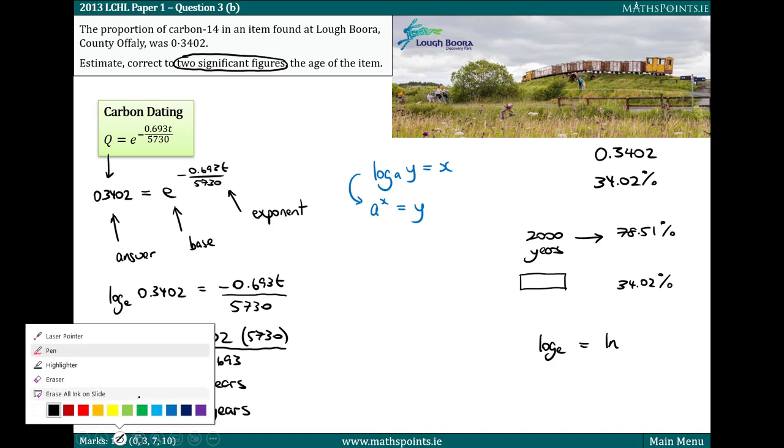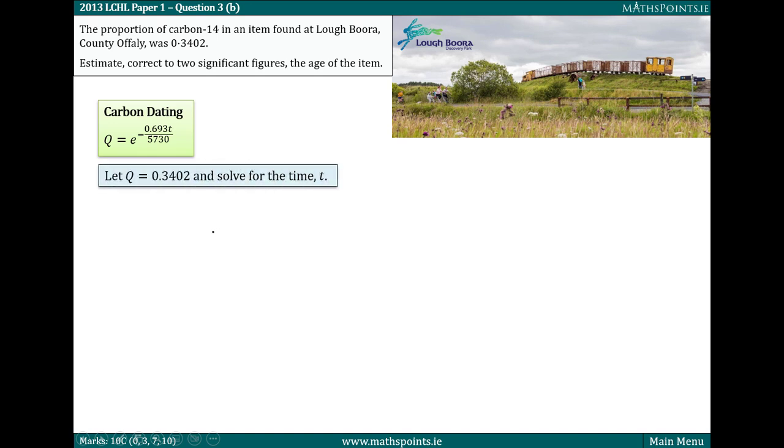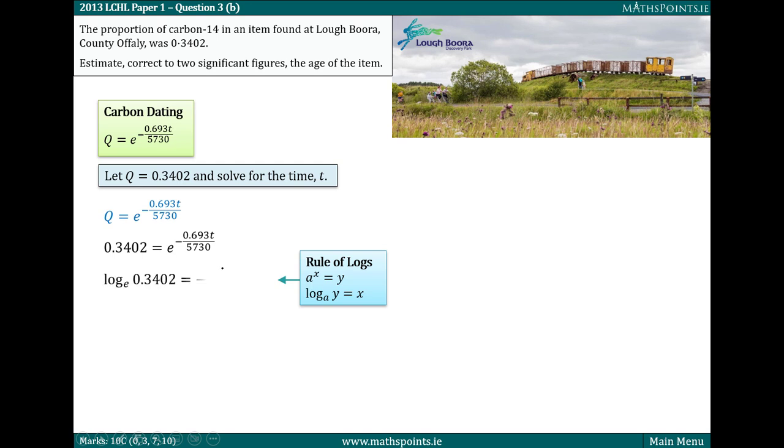Okay, let's have a look at the typed solution, just see was it done any differently. So again, I'm going to let q equal 0.3402, and I know I have to solve for t. I always say that if the t is in the power, well, that's going to be a logs equation. So here's our rule of logs. So we have our argument, 0.3402, we have our base e and our exponent, and then when we rearrange this, we have log 0.3402 to the base e is equal to minus 0.693 t over 5730. Now what I actually did was I divided both sides by this, and we get the same answer, 8,915, and if we correct that to two significant figures, that's 8,900 years.